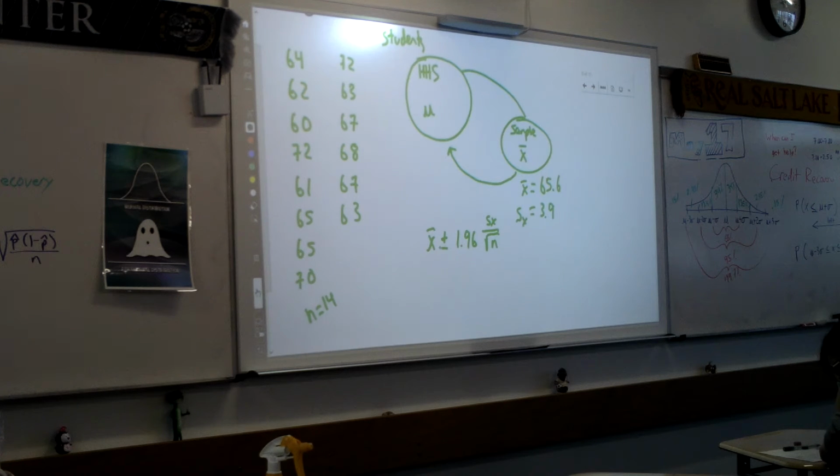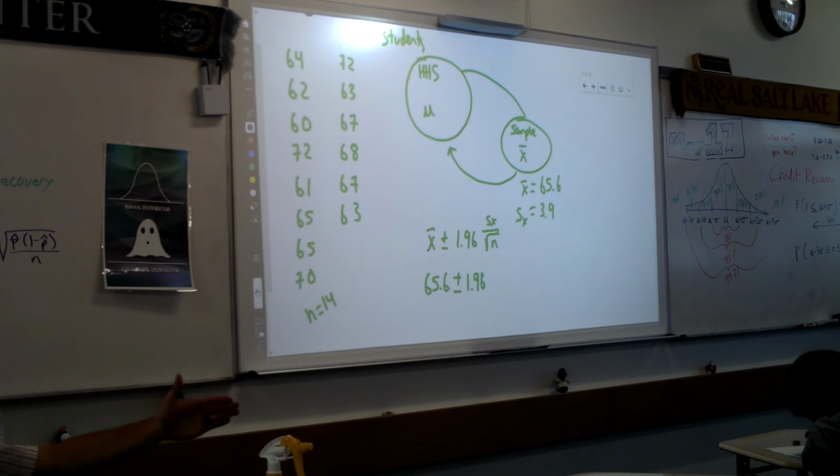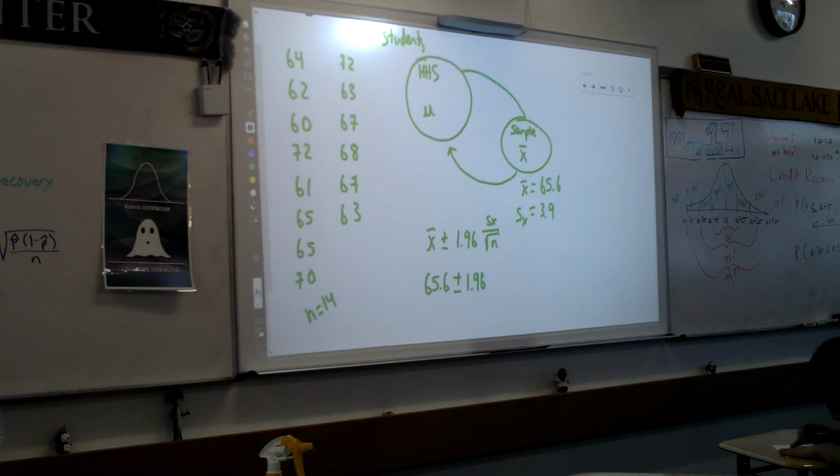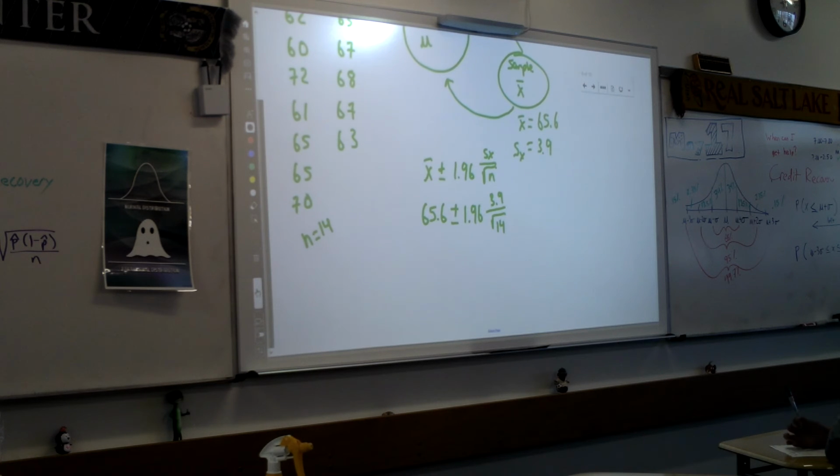So, what did we say our mean height was for this class? 65.6. Now, where did that 1.96 come from? Remember, we want to be right 95% of the time. So if we want to do that, we have to go out almost 2 standard deviations. Last time I told you it was 2. This time I'm telling you it's a little bit less than 2. It's 1.96. Now we're going to take the 3.9, that's our sample standard deviation, and divide it by the square root of 14. In AP Stats, we go into more depth about where these formulas come from and what they mean, but for this class, we're not going to.